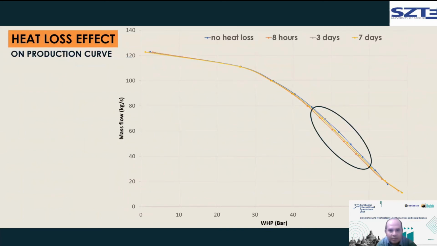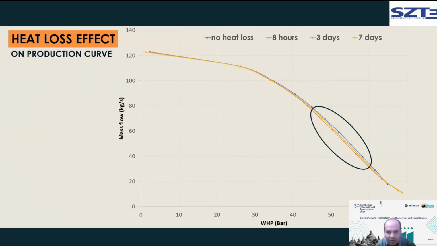And this is the graph of the heat loss effect production curve. And we can see the effect of heat loss on well productivity. The heat loss present will reduce the productivity, with the highest effect in the early stage of 8 hours flowing time. These conditions will gradually improve, approaching the baseline productivity curve, which does not consider the heat loss, for 3 days and 7 days flowing time consecutively.